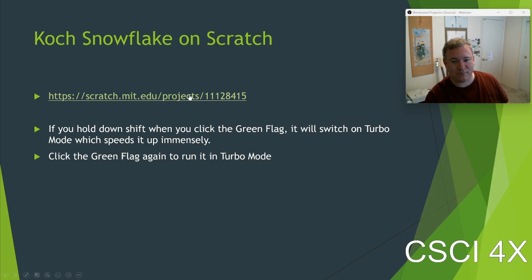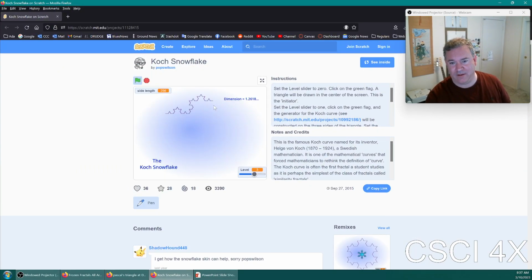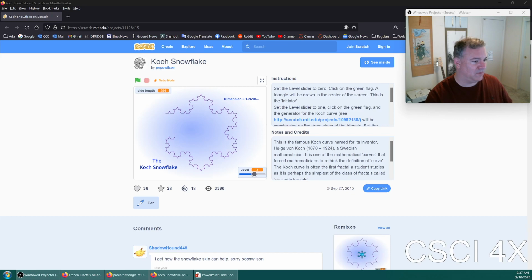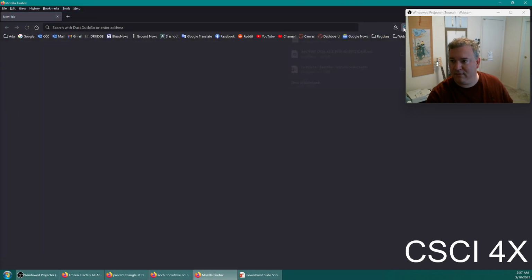So I go to Scratch, and you can see here that it's drawing the Koch Snowflake. Now, it's drawing it very slowly, right? And so there's a trick here. If you hold down Shift and click on the green flag, then this will turn on what's called turbo mode. And turbo mode means, let's take a look at yours.